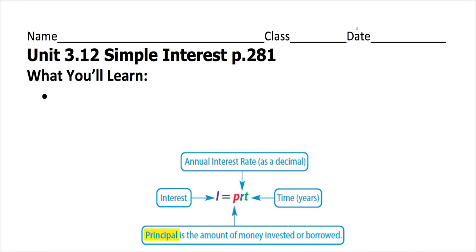So today we're going to take a look at simple interest. This is lesson 3.12, and you can find this on page 281 in the textbook. So go ahead and put your name, class hour, and today's date up at the top. Make sure you have a calculator. We got lots of numbers to crunch today.